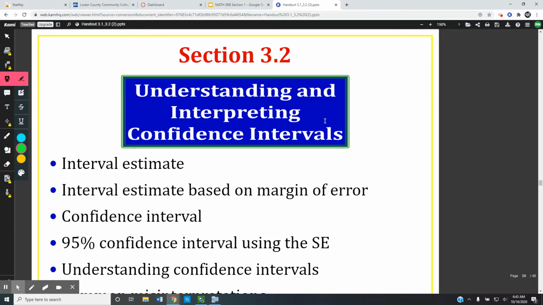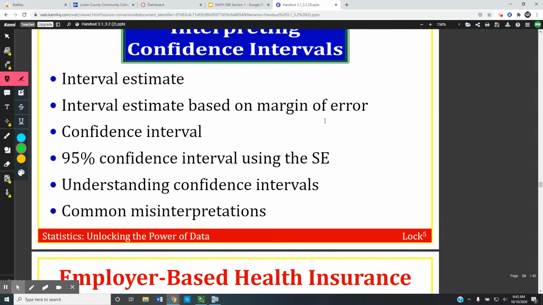We're going to talk about looking at that interval of estimate and basing that on a margin of error, because we've discussed a margin of error before. And we know that a margin of error is equal to two standard errors, left and right. We're going to talk about this confidence interval, the 95% confidence interval to be specific, and using an SE in order to calculate that. We're going to helpfully understand the confidence interval and take a look at some common misrepresentations.